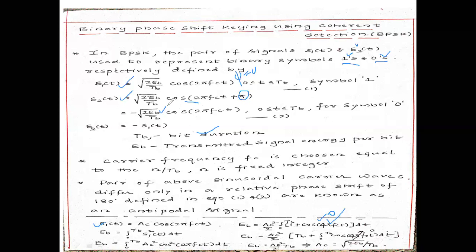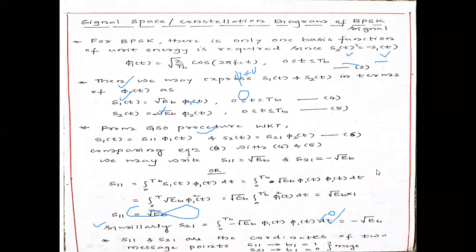And from these two equations, equation 1 and 2, we can observe both the signals are sinusoidal carriers only. They differ only in a relative phase shift of 180 degrees, and hence they are known as antipodal signals. What are they called? Antipodal signals. So in the next slide, you can observe here.